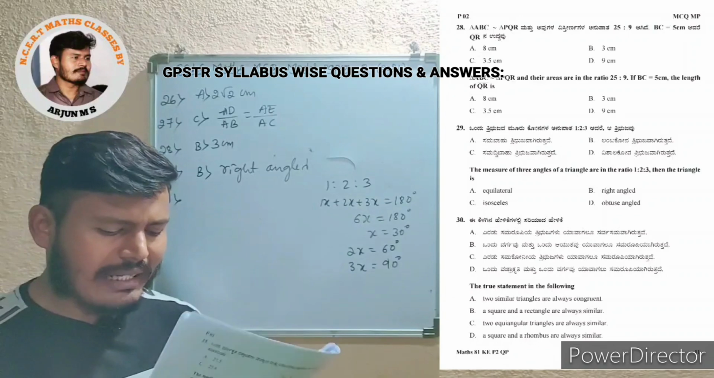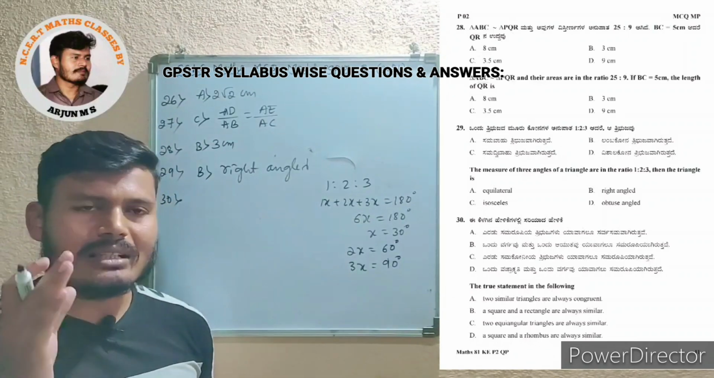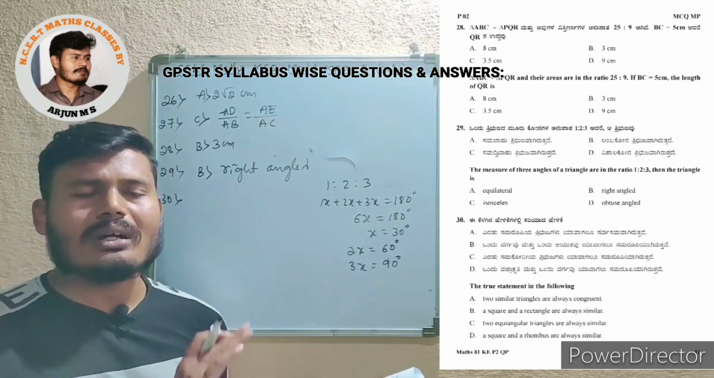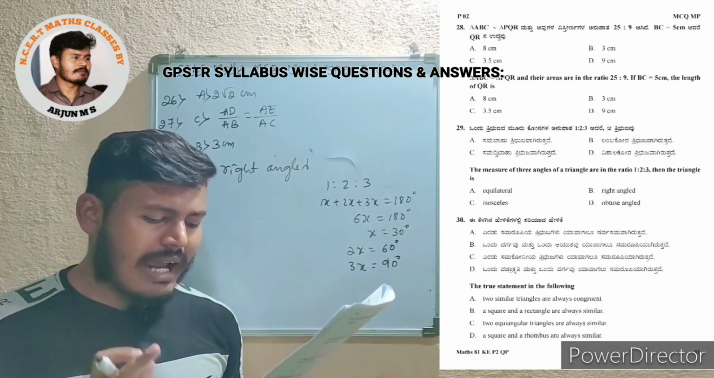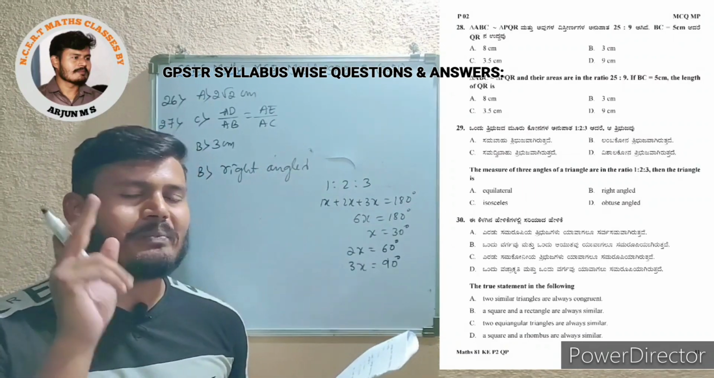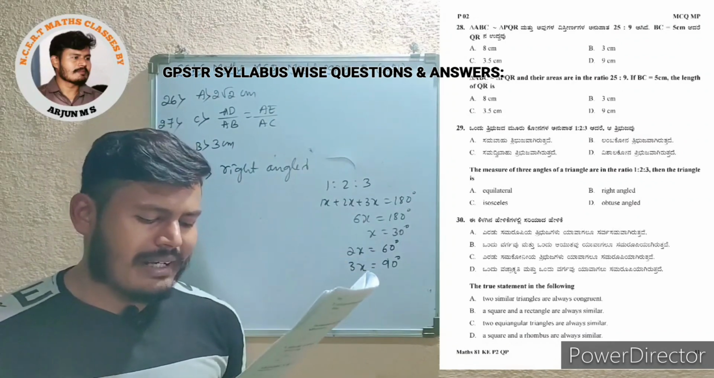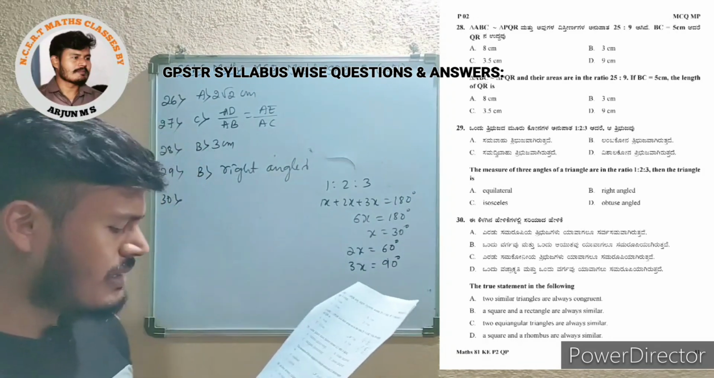So then we are moving on to the second one. A square and a rectangle are always similar. That is also a completely wrong statement, because a square and a rectangle are not similar figures. Two equiangular triangles are always similar. That is a perfectly right statement. We move on to the fourth one. A square and a rhombus are always similar. That is also a false statement.